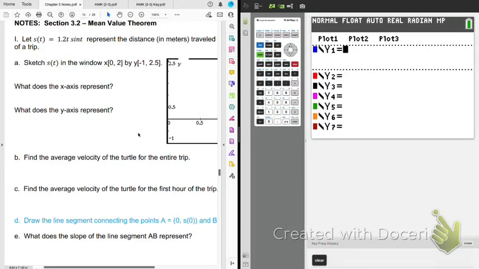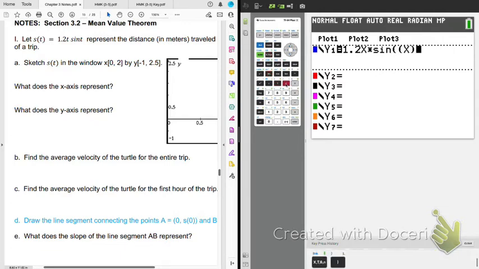All right, so for mean value theorem, we're going to explore this idea using our calculator. So the first thing we want to do is graph our function in number 1. We have our function is equal to 1.2t sine of t. Now, we don't use actual t's in our calculator, right? Just all x's. Okay, so I'm going to go ahead and type in 1.2x times the sine of x.